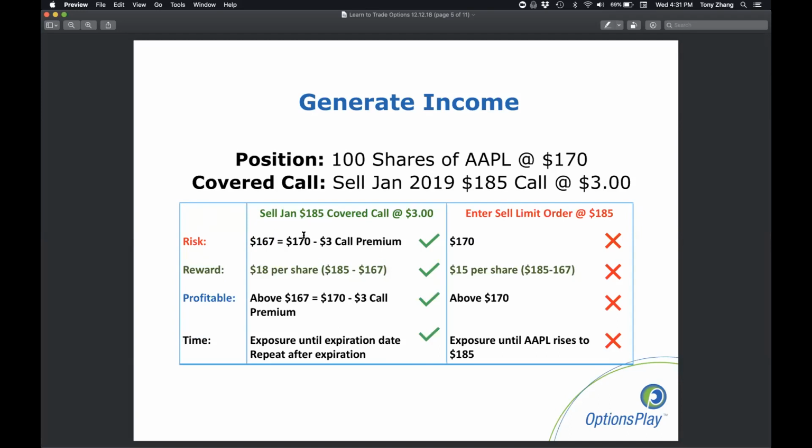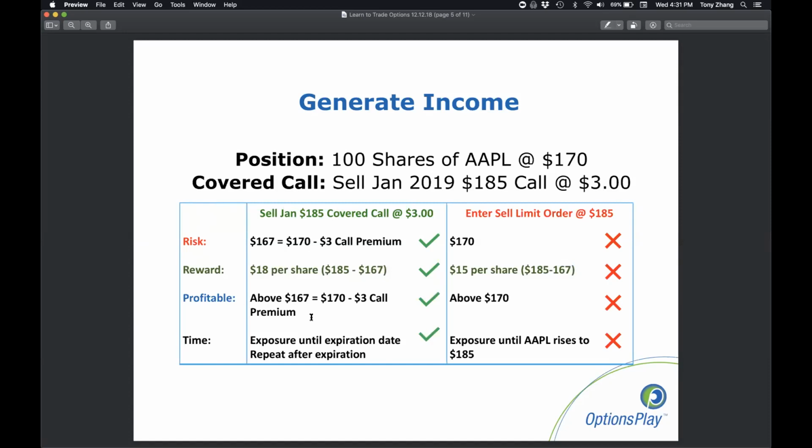and higher reward. If you had just put in an order, you would still only make $15 a share because you would only sell it for 185 on a stock that you bought for 170. So as you can see, if you sell a covered call, you have less risk and you have higher reward if the stock does rise.